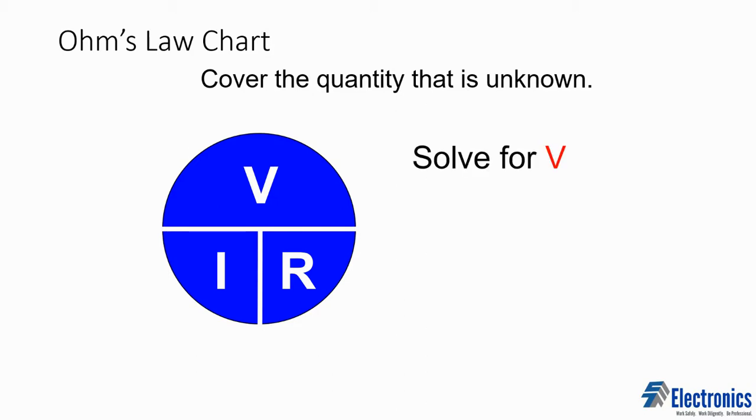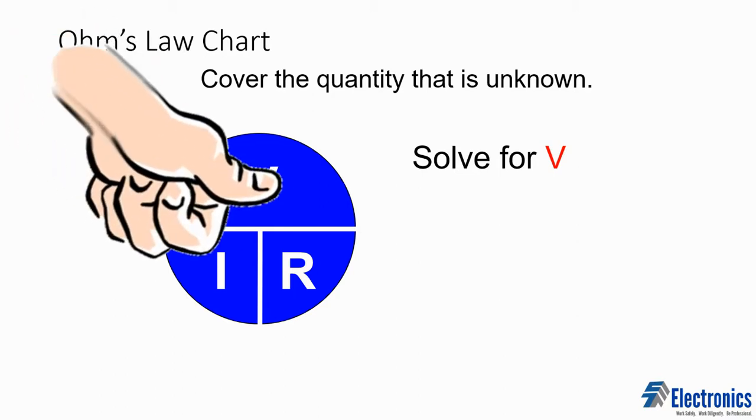So if we want to solve for V, we'll use our chart and we'll take our finger or our thumb and cover up the V. What we're left with is the I and the R, and we're going to multiply them. They're right next to each other. So to solve for V, we're just multiplying I times R. We're covering up the V, we're multiplying I times R.